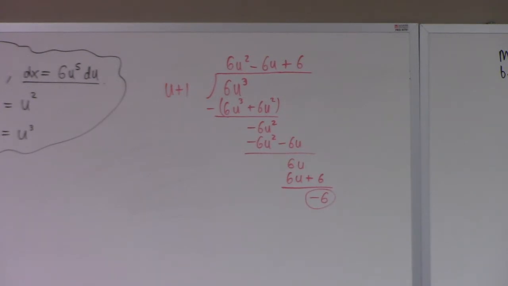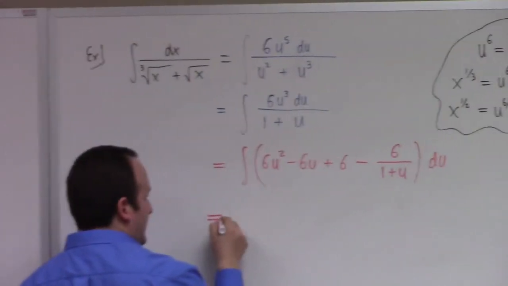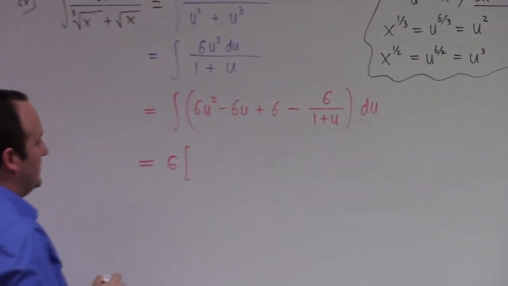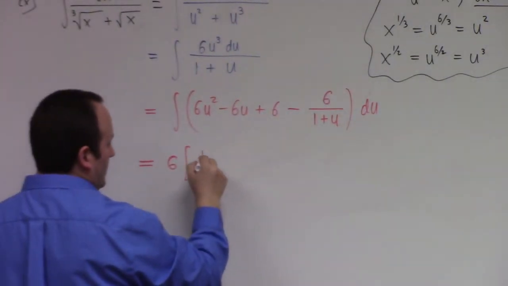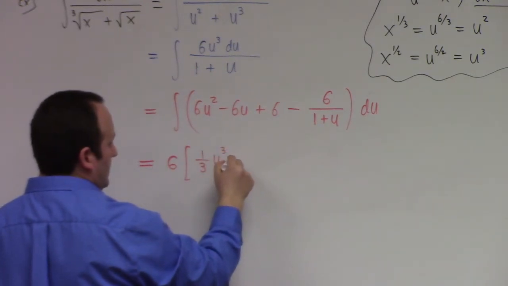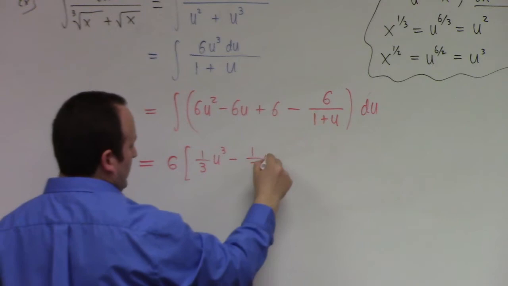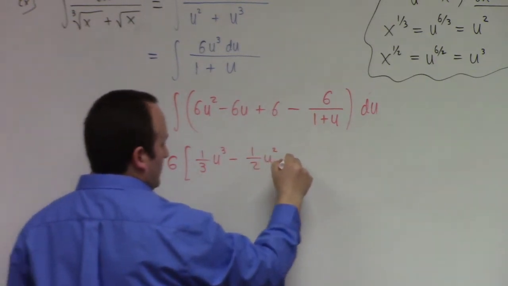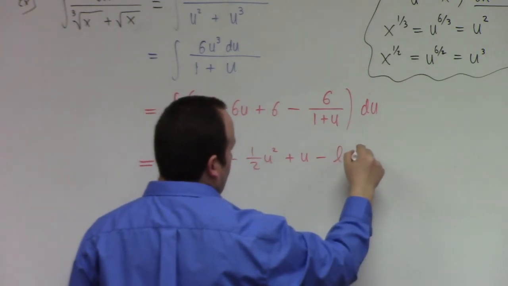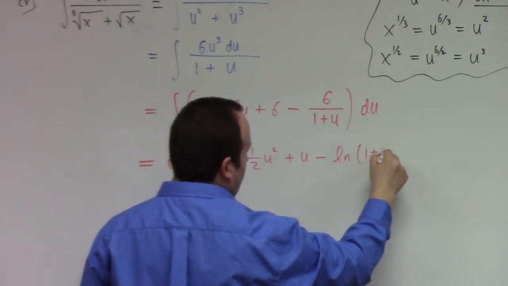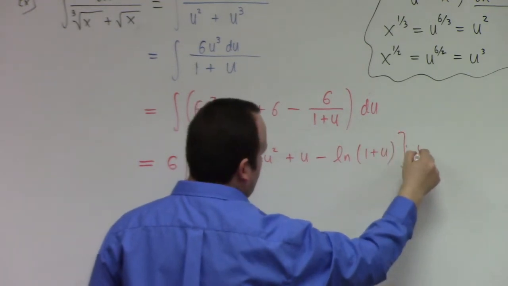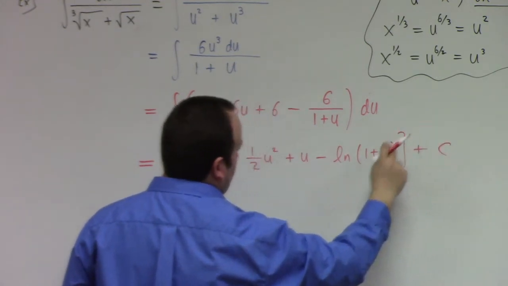May I advocate we factor out a 6? I think we can all see that step. All right, I'm going to pull the 6 out. This is going to be what? 1/3 u cubed minus 1/2 u squared plus u minus the natural log of 1 plus u, which I don't need the absolute value signs for because it's pretty clear 1 plus u is positive here.